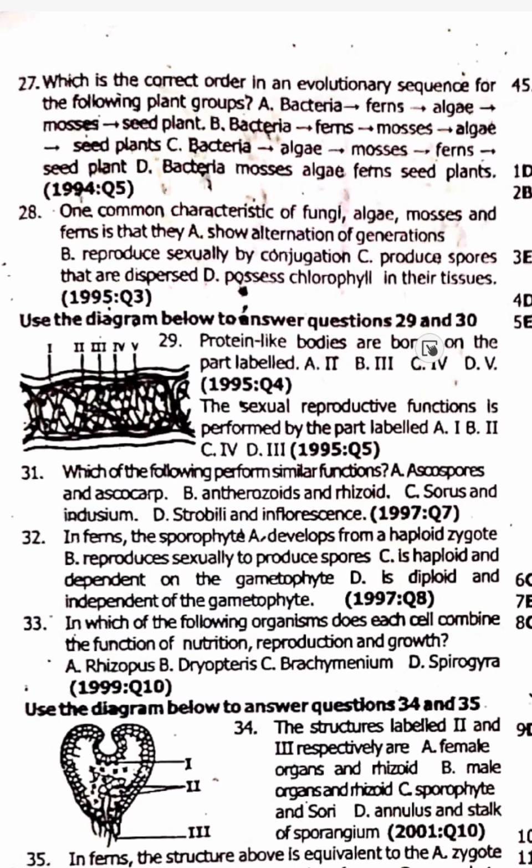29. Protein-like bodies are born on the part labeled A. They are born on the part labeled A. II. This part. The sexual reproductive function is performed by the part labeled 30. Option D. III. This center here, there is a nucleus here. 31. Which of the following performs similar function?